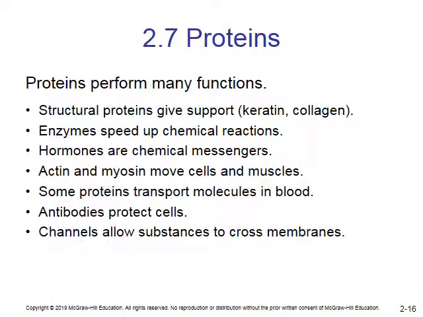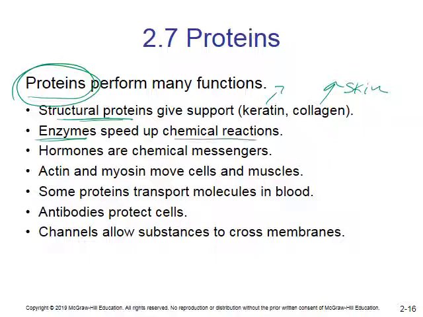There are many different types of proteins. So we have structural proteins. Obviously, they give support. Collagen is found in our skin, right? It gives our skin the ability to bend and bend back, stretch skin. Keratin, hair, nails. Enzymes. These are specific proteins that speed up chemical reactions. I call enzymes proteins that have a specific job.